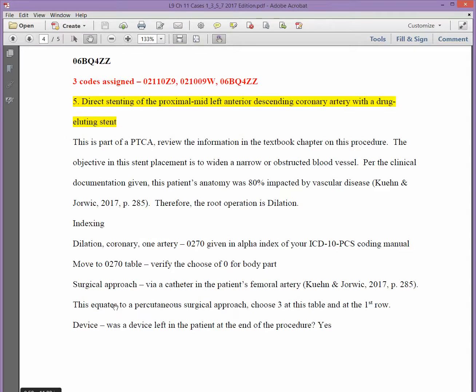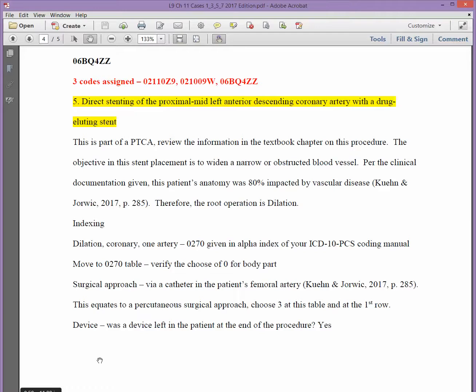You are given 0270 in the alpha index. You move to the 027 table. You verify your body part value. Then you have to determine your surgical approach. Per your clinical information, it states a catheter was used in the patient's femoral artery. They're going to put the catheter in via a small incision. That equates to, if you go back to chapter 1, a percutaneous surgical approach. So at that table on the first row, we're going to choose 3.